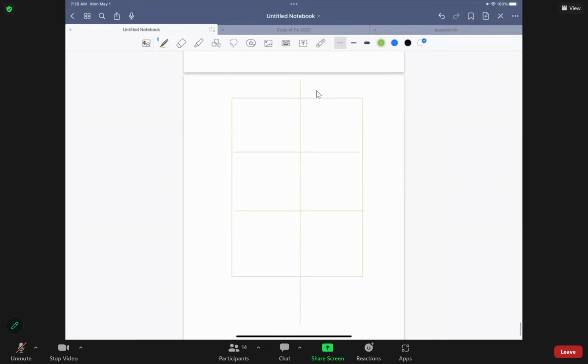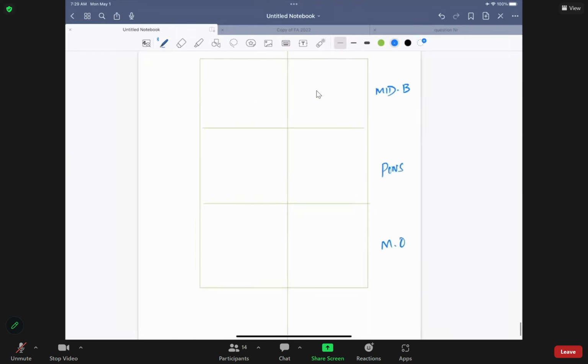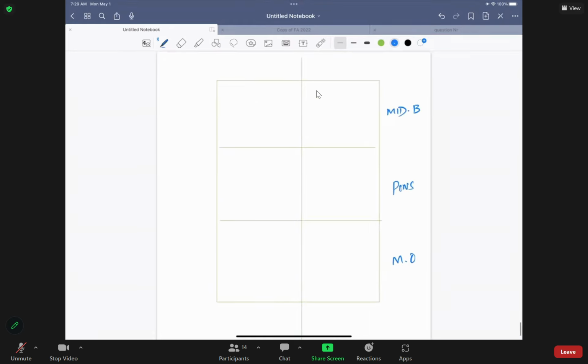Okay, so what I'm doing here, this is your midbrain. This is your pons. It's a schematic diagram. That's your medulla oblongata. Okay, so I'm doing a schematic diagram with 3 structures. Okay, don't write this. Watch it carefully.